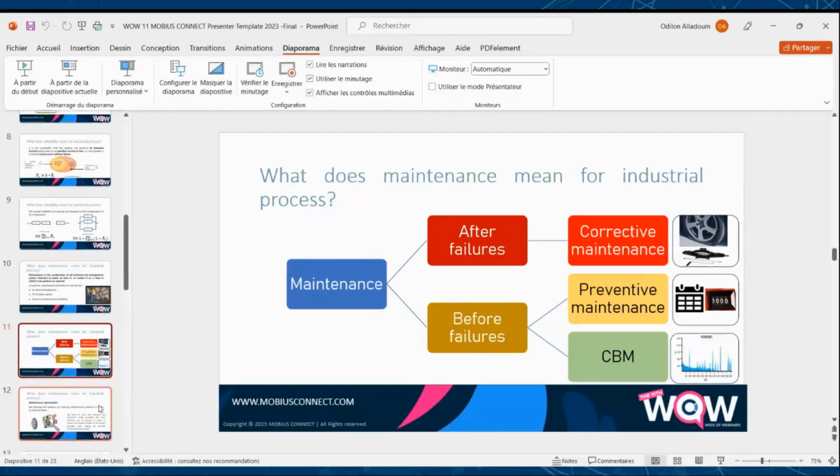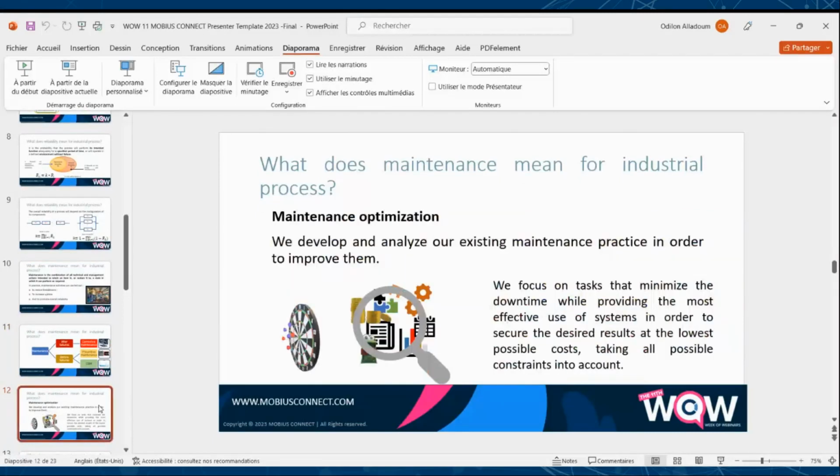The next step is about maintenance optimization. Maintenance optimization is about when we want to optimize our maintenance program. This means that we want to do what is necessary to keep our plant in good operational condition. We start by analyzing the existing program to find what needs improvement.